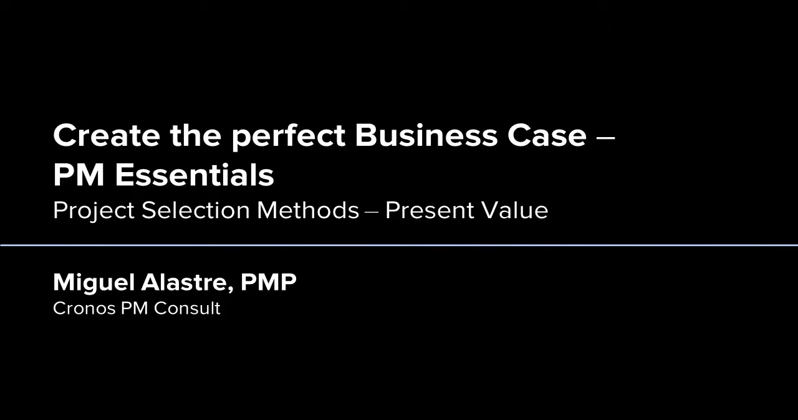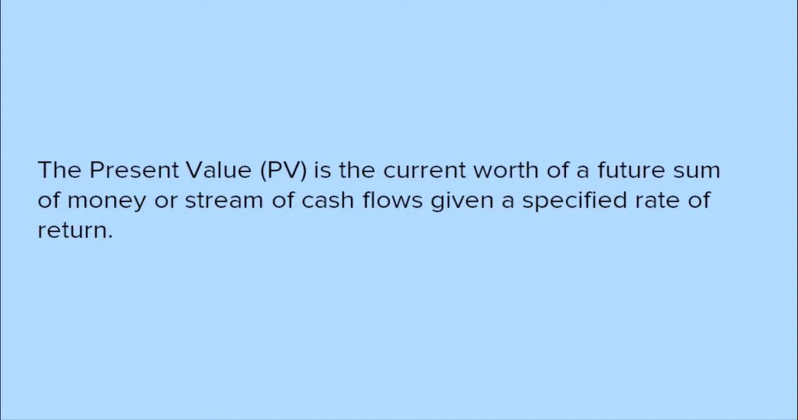Welcome back. In this lecture, we'll go over the first calculation, the present value. What is present value, or PV? It is the current worth of a future sum of money or stream of cash flows, given a specified rate of return. PV is also referred to as a discounted value.